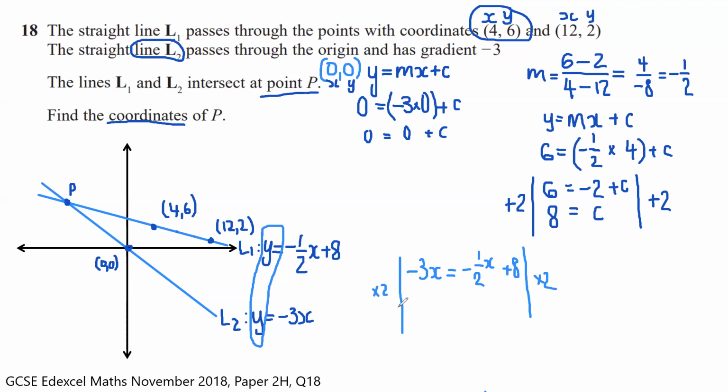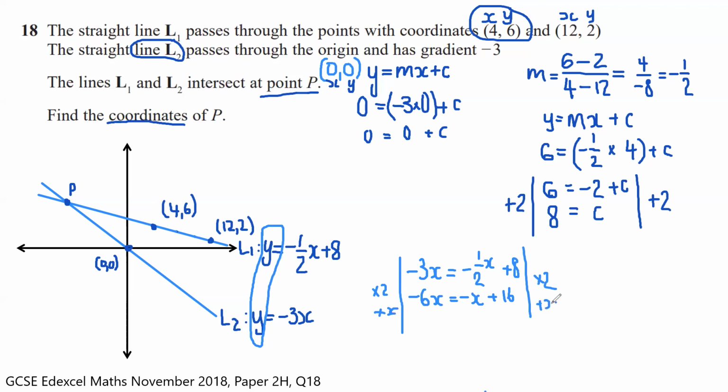So I'm going to times everything by 2, so I'm going to get -6x is equal to -1x, which is -x, plus 16. Remember, when I've said that I'm going to times it by 2, I can't just times this portion of it by 2. I have to times the whole equation by 2. Next step then, this should be a straightforward solve for x now. So we've got -x on this side, so I'm going to add x to both sides.